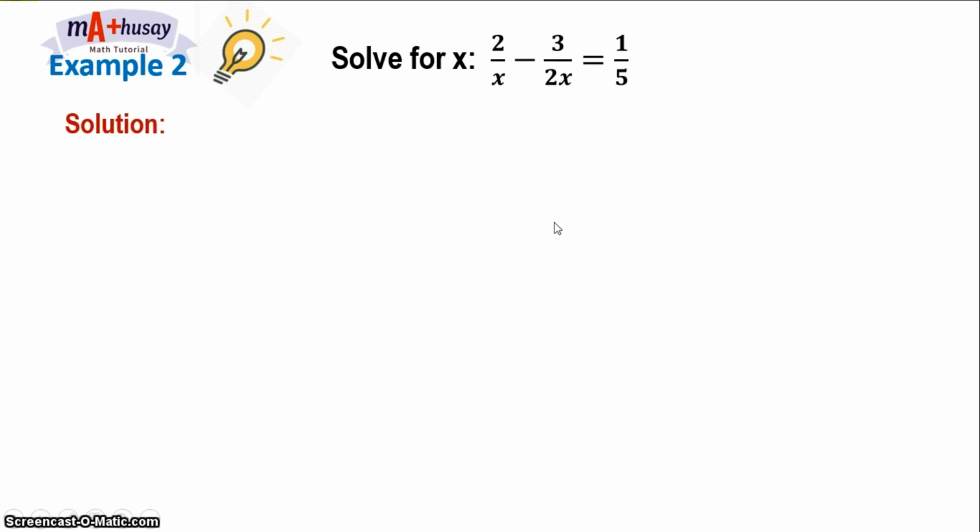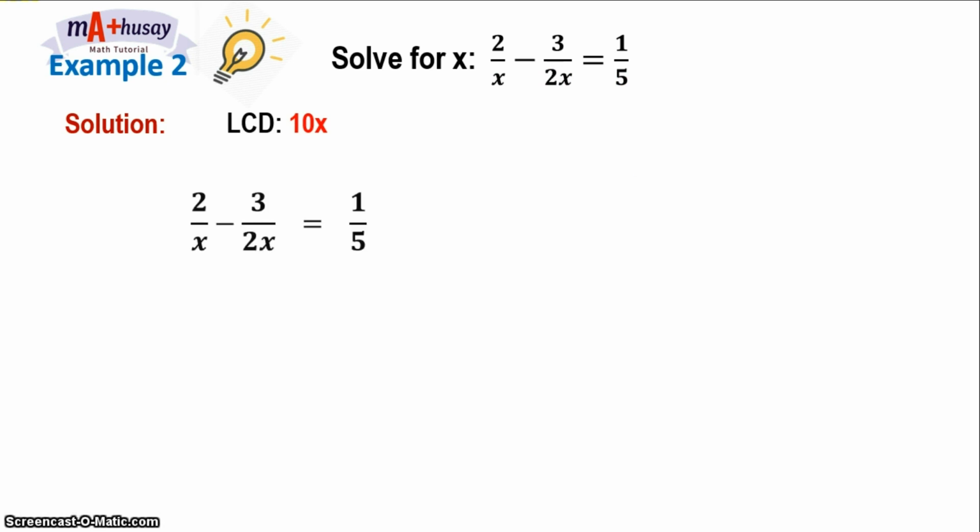Example number 2. Solve for x. 2 over x minus 3 over 2x equals 1/5. So, ang una natin gagawin is to identify the LCD of these fractions. So, ang least common multiple ng x, 2x at 5 ay 10x. Dahil ang 10x pwedeng i-divide ng x, pwedeng i-divide ng 2x, at pwede ding i-divide ng 5. So, ang magiging LCD nito ay 10x.